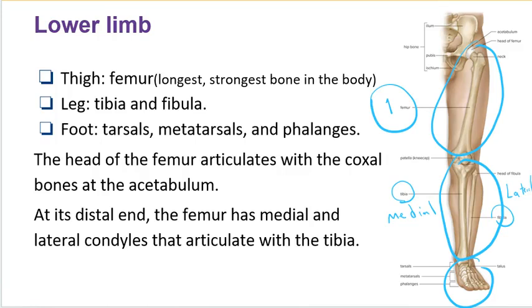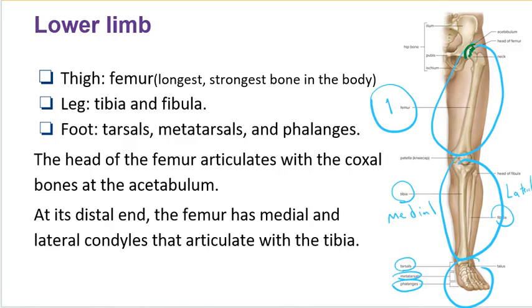And then we have the foot, which is composed of the tarsal bones, metatarsals, and phalanges. So if you compare it with the hand, in the hand we said we have carpals, metacarpals, and phalanges, but here we have tarsals, metatarsals, and phalanges. Then, as we mentioned just now, the head of the femur would articulate with the acetabulum of the hip bone, making our hip joint.